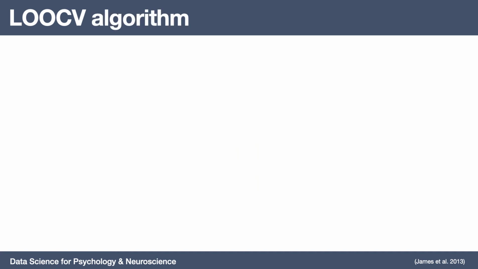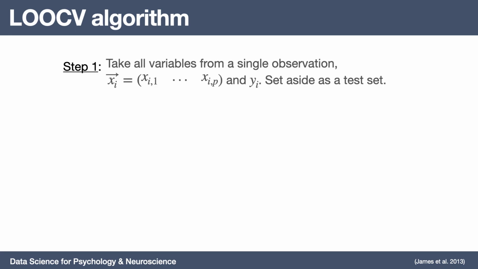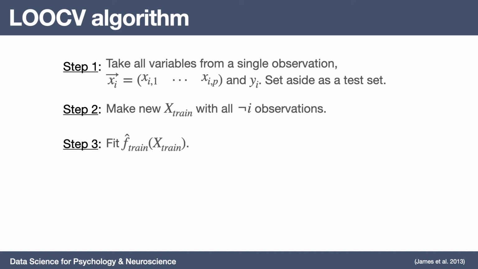Let me just walk you through the algorithm stepwise. Step 1, take all the variables from a single observation, we'll call that vector xi, and yi itself, and set it aside as a test set. Step 2, make a new training data set with all the not i observations. That little symbol next to i indicates not i. So basically everything but that observation set aside.